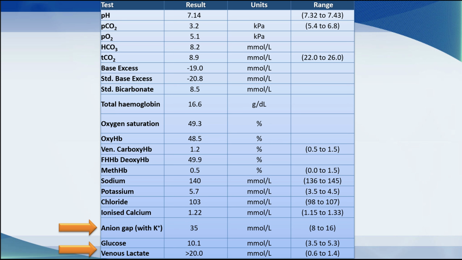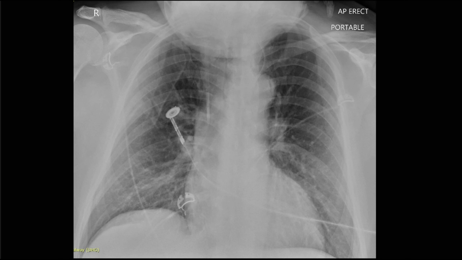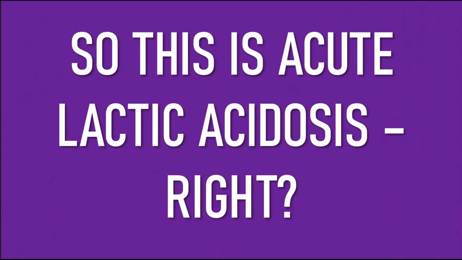The first thing that you might be thinking about here is sepsis. And the most common cause of sepsis is, of course, respiratory tract infection, but his chest x-ray is relatively normal. So this, on the surface, is acute lactic acidosis, right?